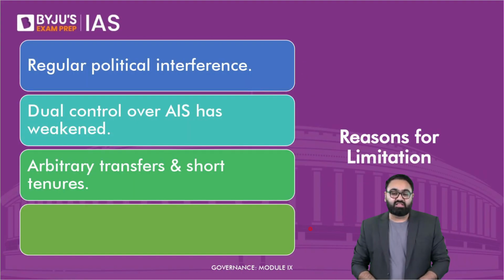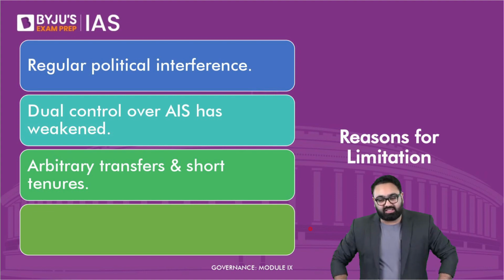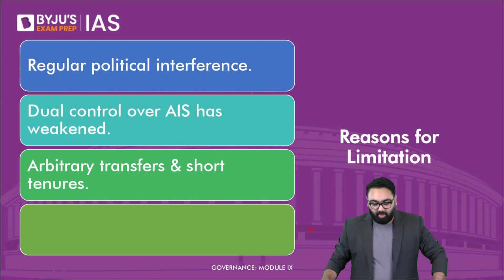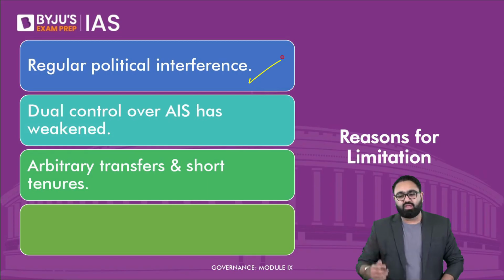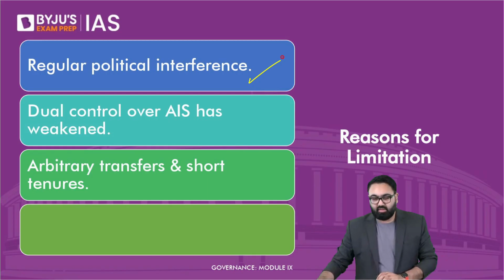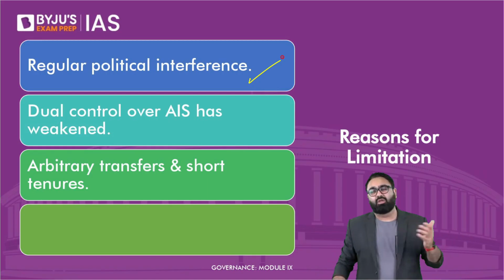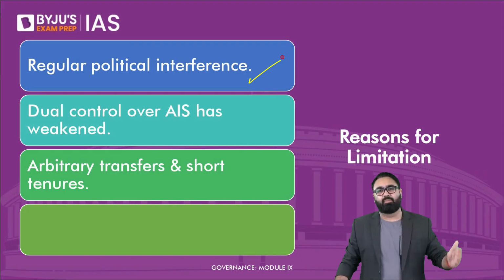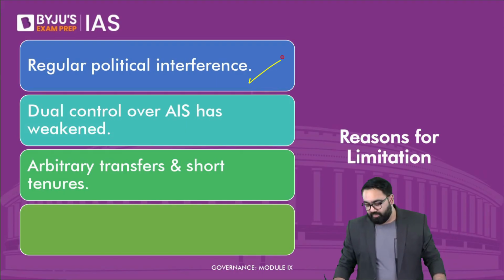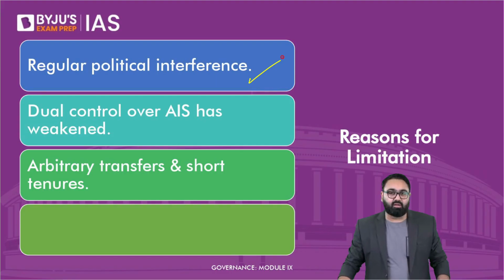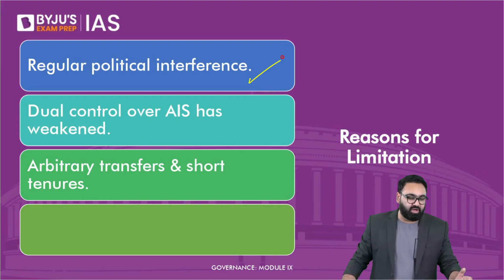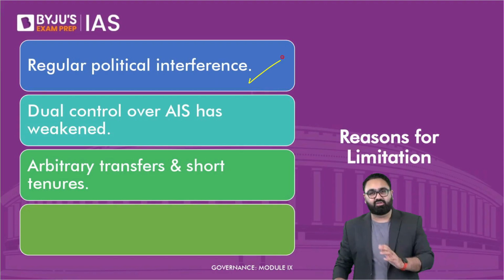There are other reasons why there are limitations in how the All India Services work. There is regular political interference. All of you know about this. I don't need to go into detail. You all know the name of Ashok Khemka. You all know how frequent transfers have happened. Many of you read in the paper that politicians start putting pressure on the bureaucrats.